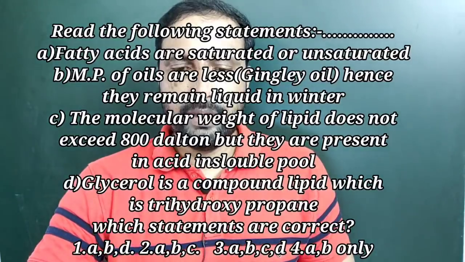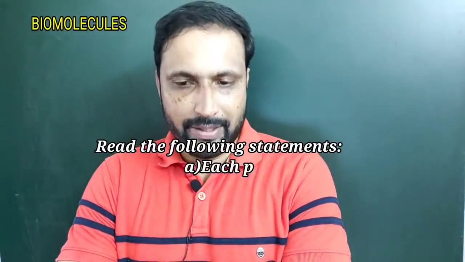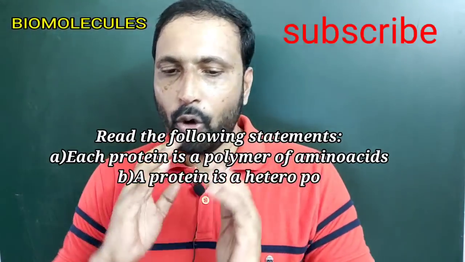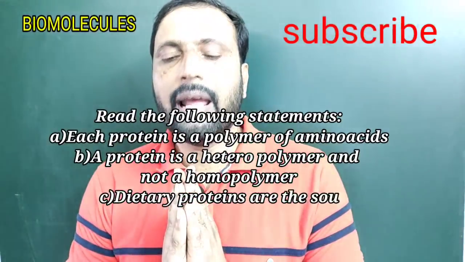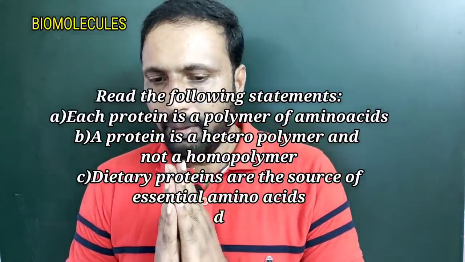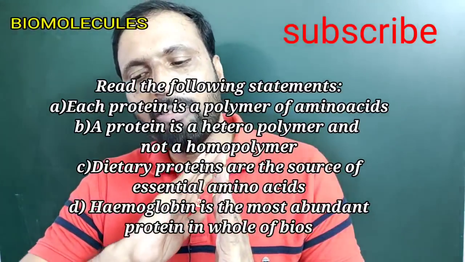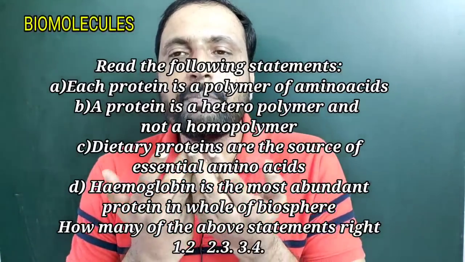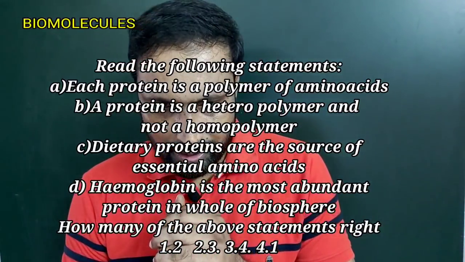Read the following statements. Each protein is a polymer of amino acids. A protein is a heteropolymer and not a homopolymer. Dietary proteins are the sources of essential amino acids. Hemoglobin is the most abundant protein in whole of biosphere. How many of the above statements are right?